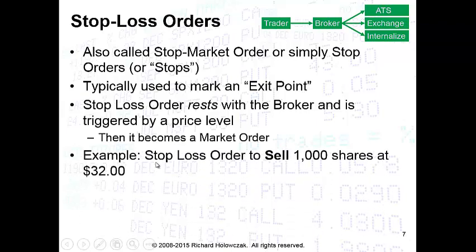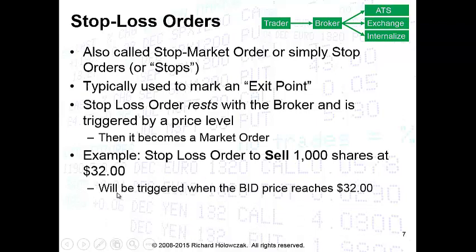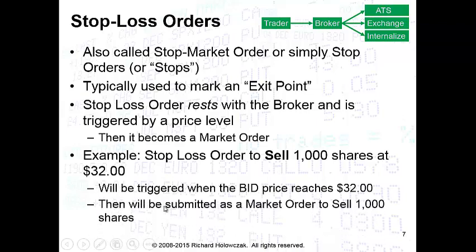Here's an example. Suppose we create a stop loss order with our broker to sell 1,000 shares at $32. What are we expecting to happen? This order will be triggered when the bid price in the market reaches $32. Because it's a sell order, we're going to sell to the bid side of the market. And so the trigger point will happen here when the bid price reaches $32. At that moment, our broker will then submit a market order to sell 1,000 shares.